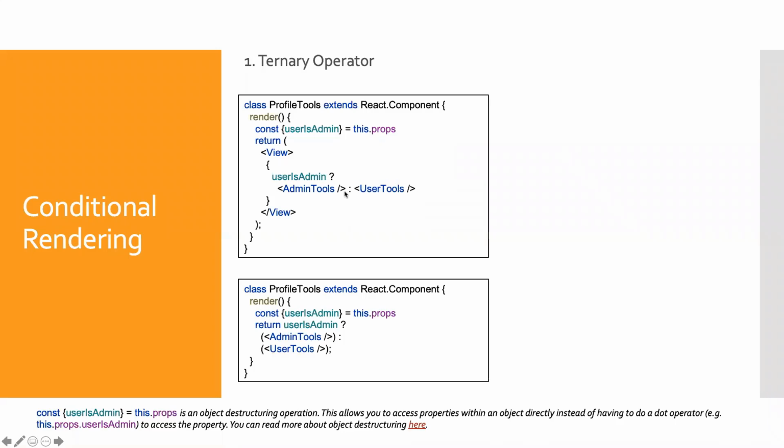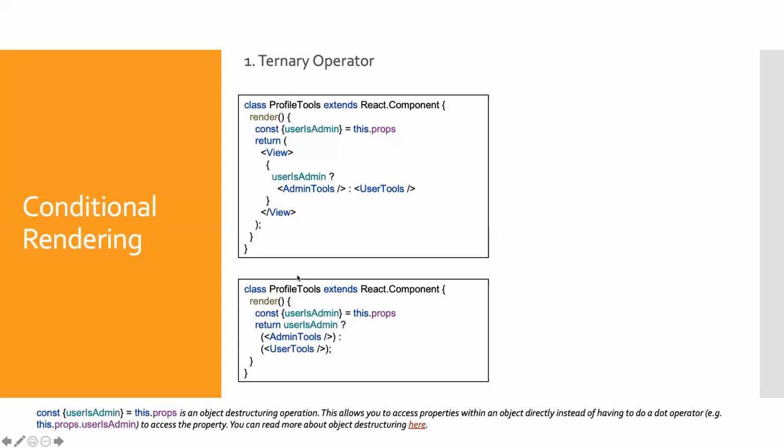Considering our use case previously, we will only render the admin tool component when the user is an admin, and if the user is not an admin, we will assume that the user is a user, and in this case render the user tool. So this "user is admin" is a Boolean condition that we pass in from the prop. Right, so this is one way of implementing the ternary operator for conditional rendering.